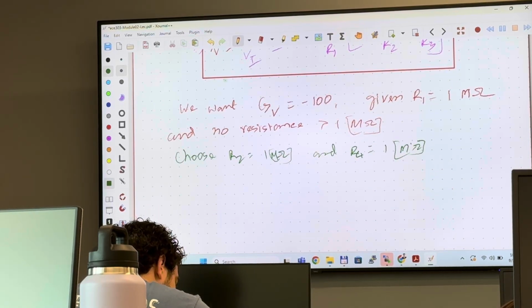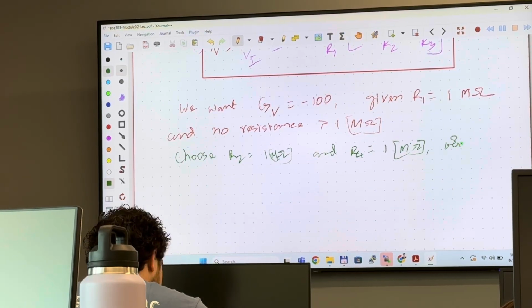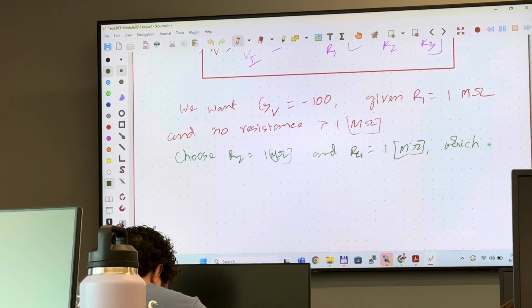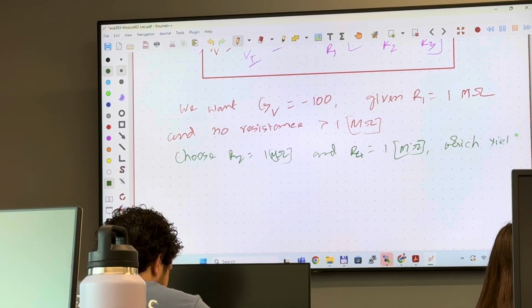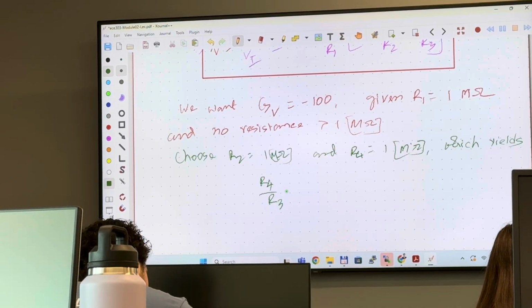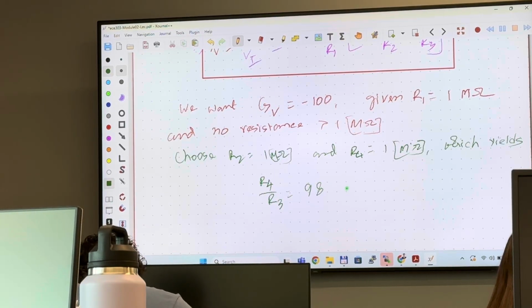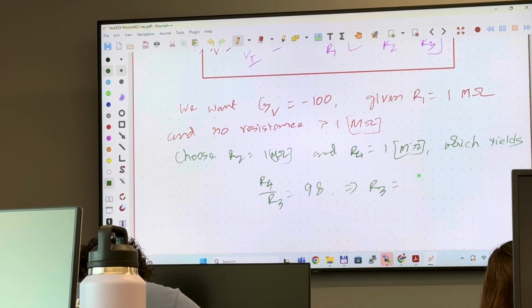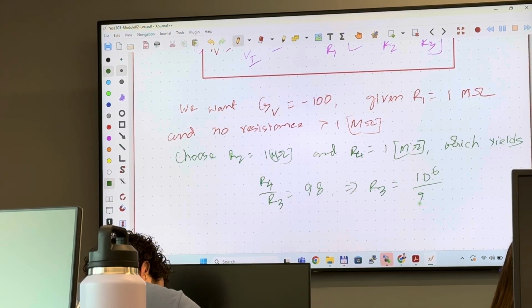Which is R4 over R3 equals 98. Guys, you now solve for R3. Can you give me some numbers, guys? R4 is 1 mega, which is 10 to the 6, over 98. How much is it, guys?